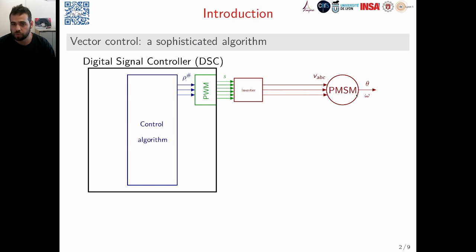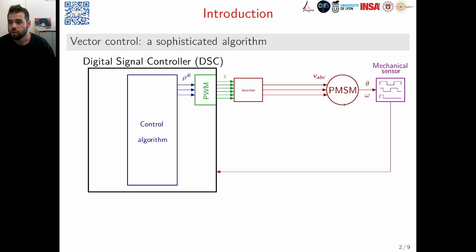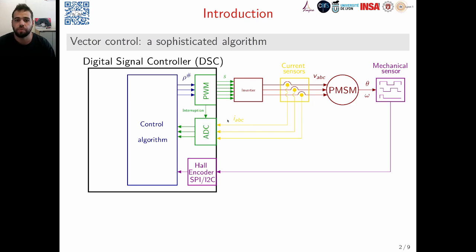permanent magnet synchronous motor. If we want a feedback controller like speed control, we need a mechanical sensor and feed back the measured position and velocity to the control algorithm. To improve the control strategy, it is also required to measure the currents, and these current measurements need to be synchronized with the PWM in order to avoid measuring during commutation in the inverter. Finally, the control reference is also fed to the control algorithm.